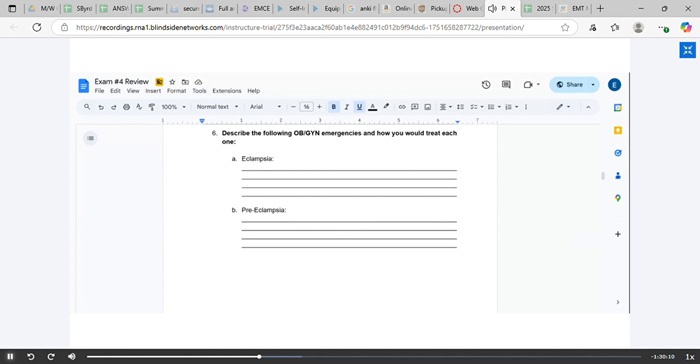Preeclampsia is actually pregnancy-induced high blood pressure, okay? So that means she doesn't have high blood pressure from previous, this isn't part of her medical history. Preeclampsia is where the blood pressure is affected by the pregnancy. So pregnancy-induced high blood pressure, and the hypertension is going to be greater than 140/90. Now, during this time, and this is an emergency, your patient is going to be complaining of headache.